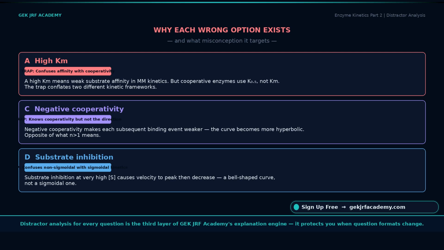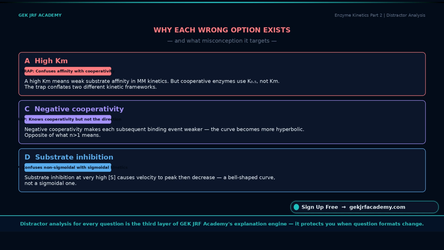Now the distractor analysis. Option A. High Km exploits a common confusion. Students sometimes see a sigmoidal curve and assume the enzyme simply has poor affinity for substrate, expressed as high Km. But Km is defined within the Michaelis-Menten framework, which does not apply to cooperative enzymes. The Hill equation replaces it with K0.5. The substrate concentration at half maximal velocity.